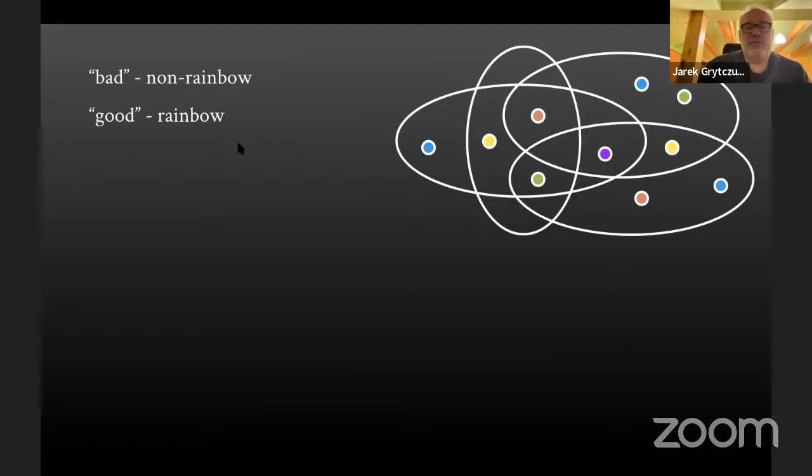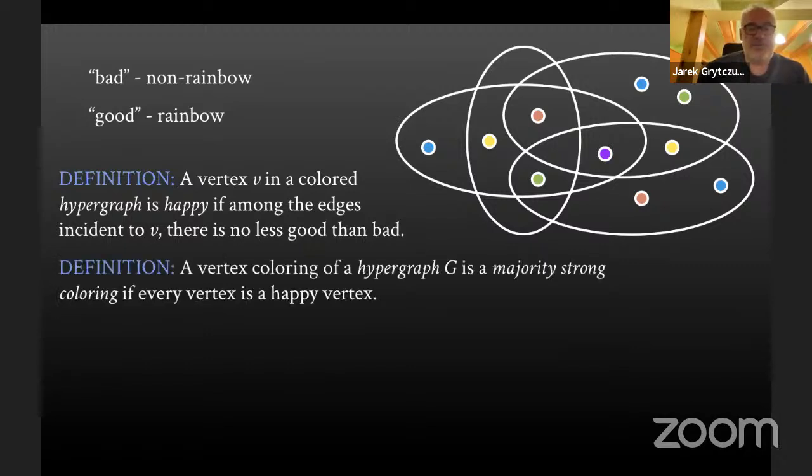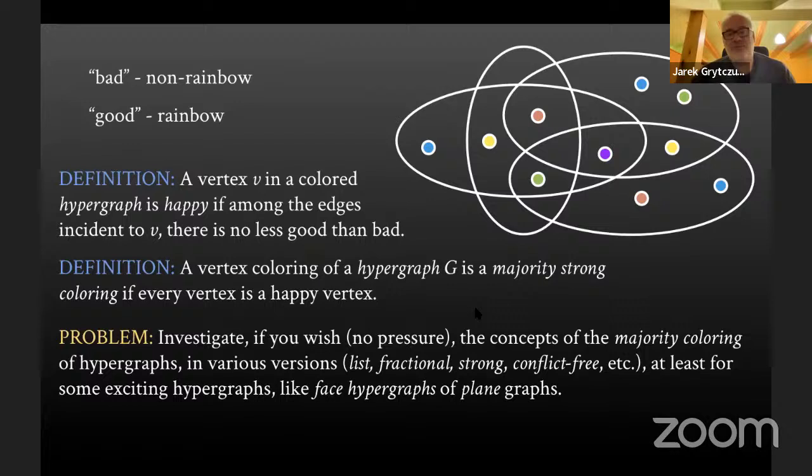Another is that a good edge is when all vertices in that hyperedge are in different colors. So we could call it rainbow. And the bad edge is when there are just 2 vertices in the same color, so it is non-rainbow. But now, the definition of happiness is the same according to this definition of what is bad and what is good. But now we do not know too much about it.